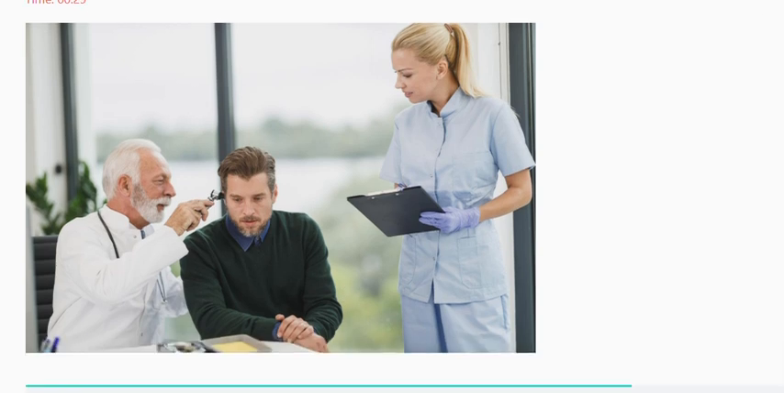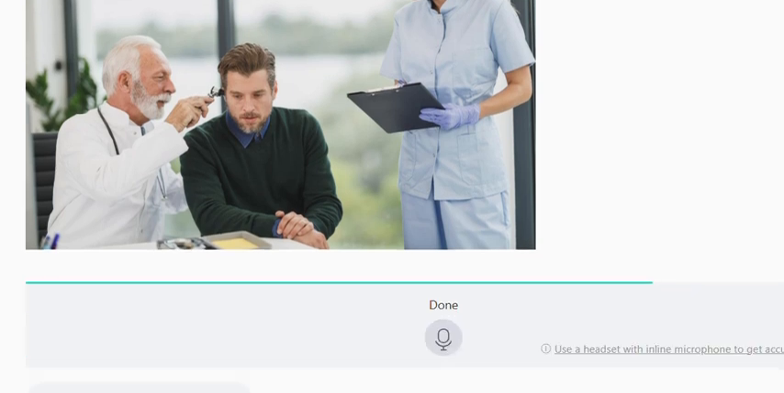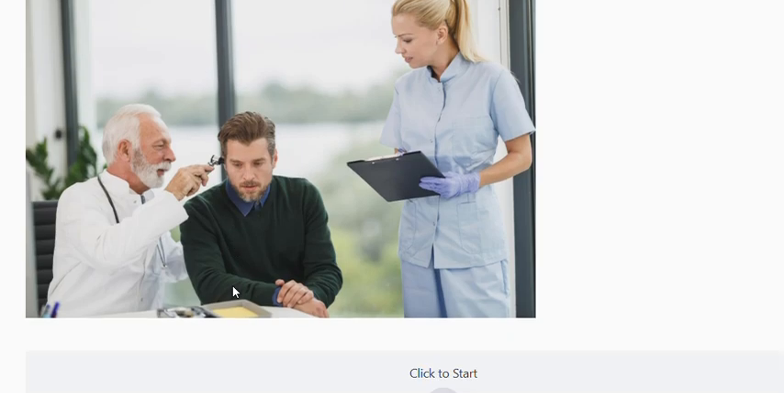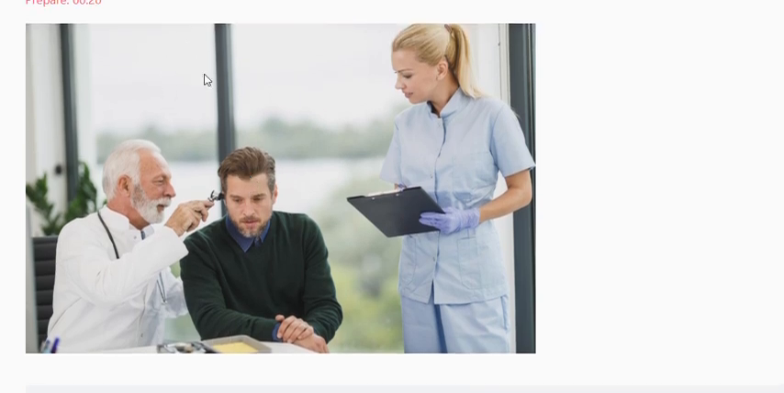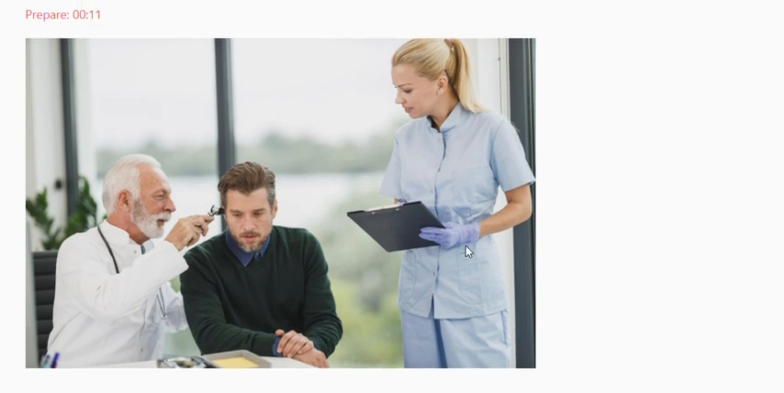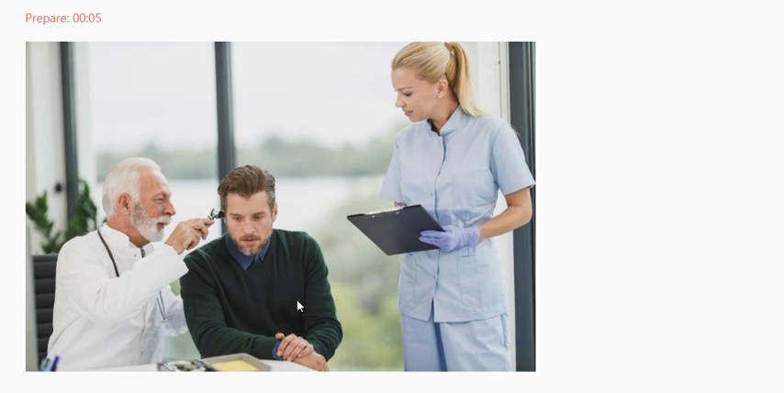Maybe I will redo. The doctor is having a stethoscope as well. As a precaution, she is wearing gloves. Okay, what else?